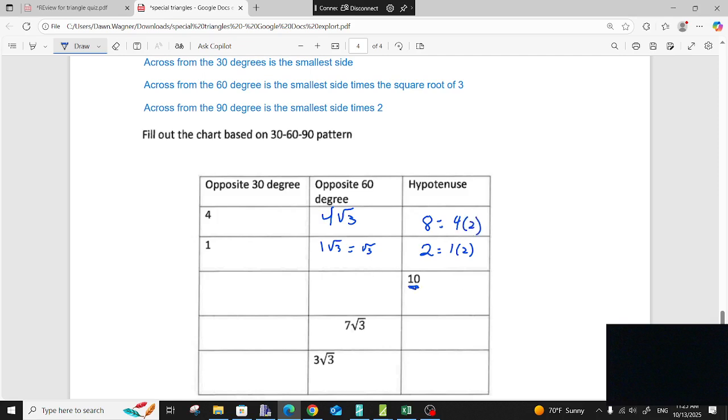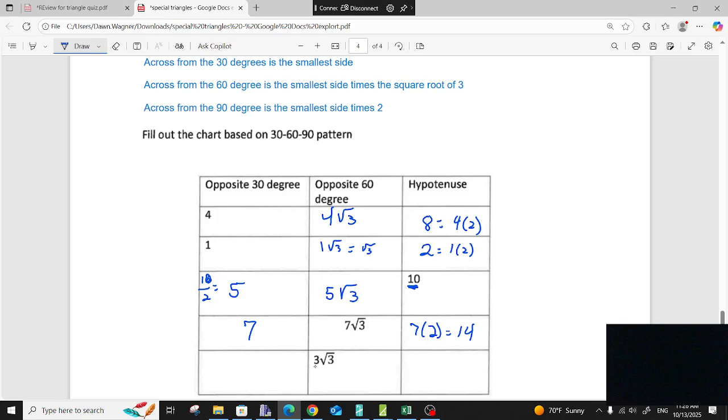What happens if I give you the hypotenuse is 10? Then you're going to divide this by 2 to get 5. And once you have 5, now you can figure this out. What's this side? Okay, if this is 7 square root 3, what's this side over here? 7. And then you take 7 and you times it by 2 to get 14.